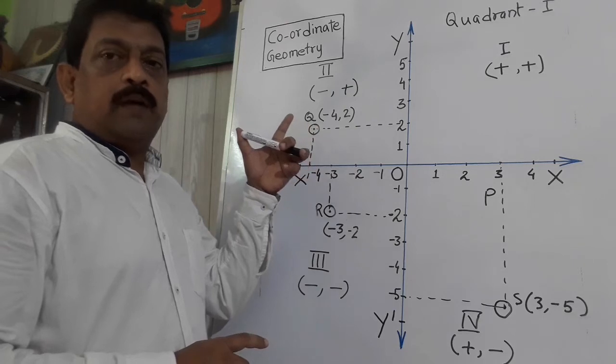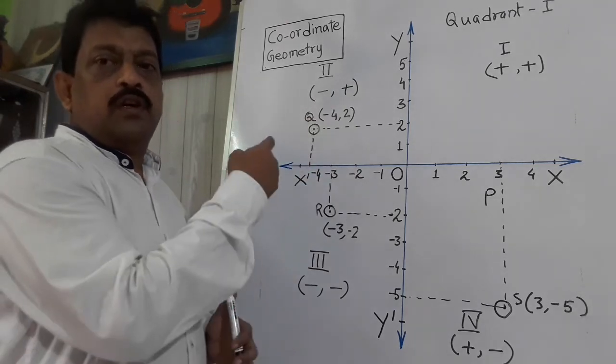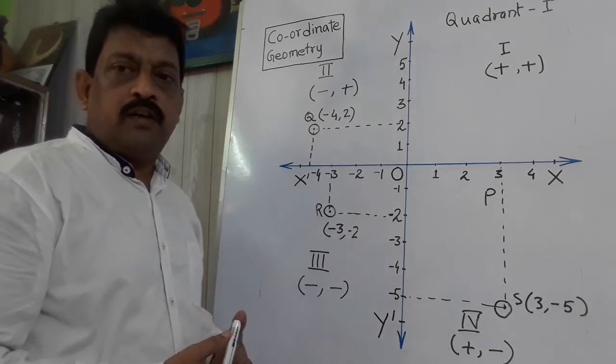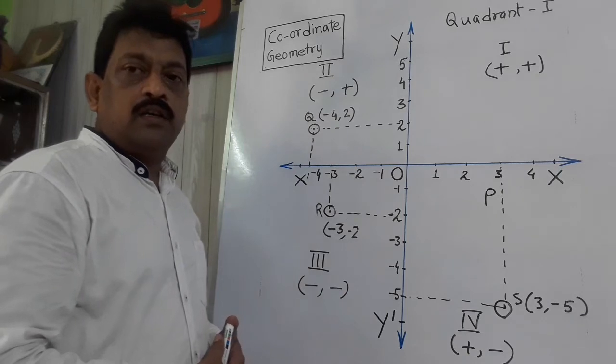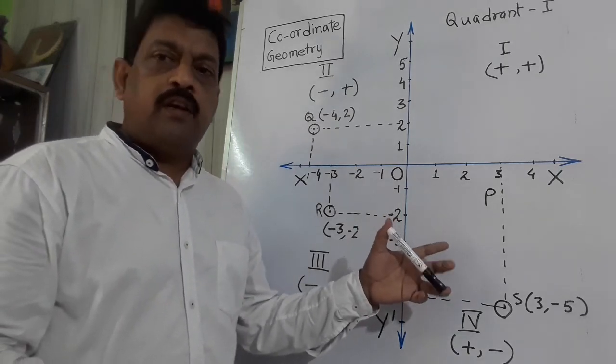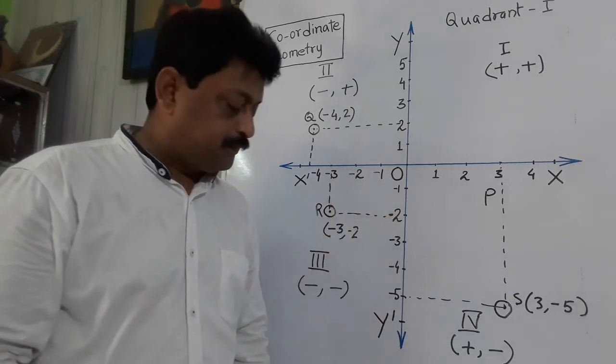If the abscissa is negative and ordinate is positive, it will lie in the second quadrant. If both abscissa and ordinate are negative, it will lie in the third quadrant. And if the abscissa is positive and ordinate is negative, then it will lie in the fourth quadrant. Understood?